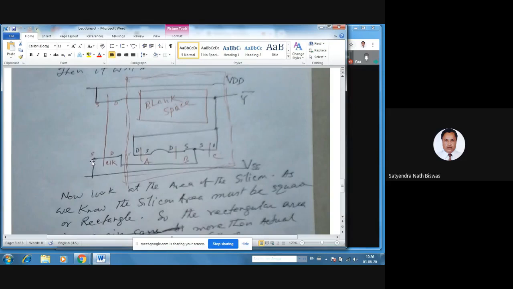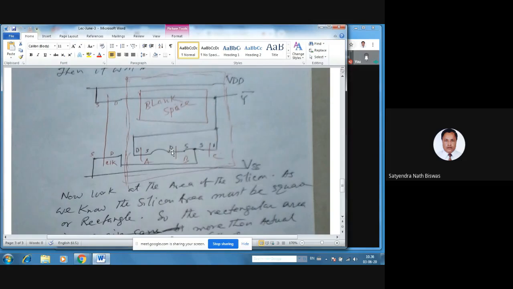The source of the NMOS will be connected to the VSS. No, this is a clock. The source of the clock NMOS will be connected to VSS, and the drain will be connected to the junction point of B and C here. So it's connecting here. Both are source, so the other side is drain. This side drain and this side drain.